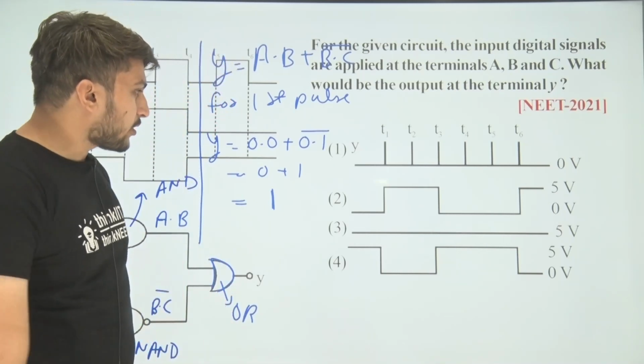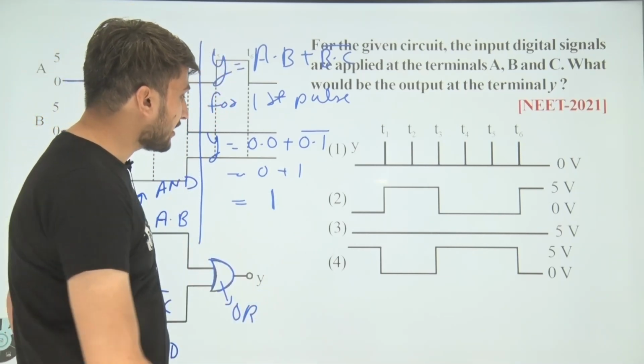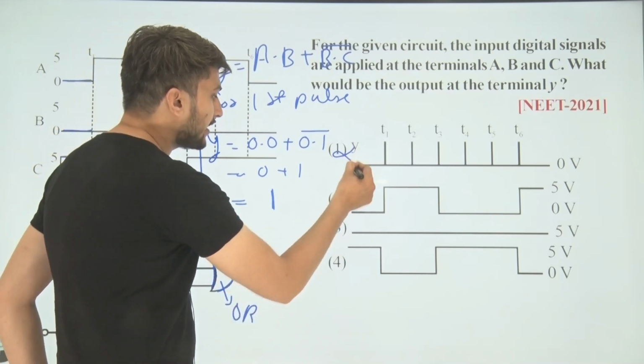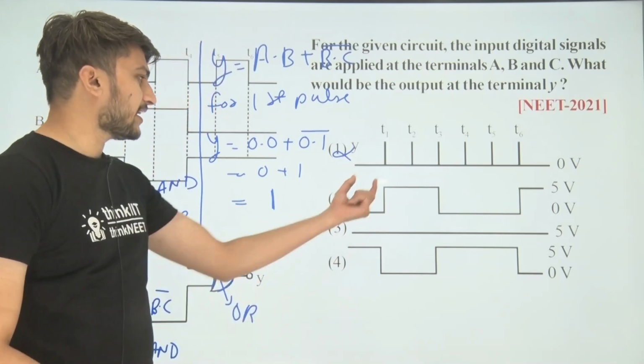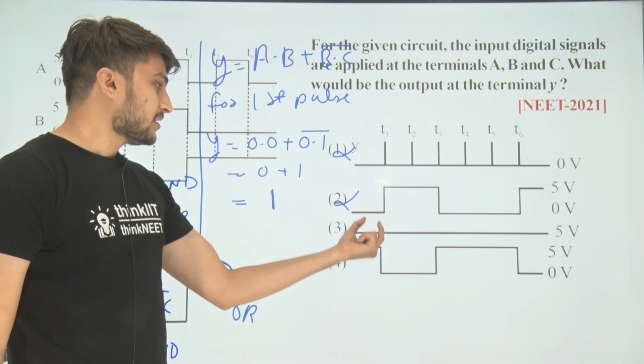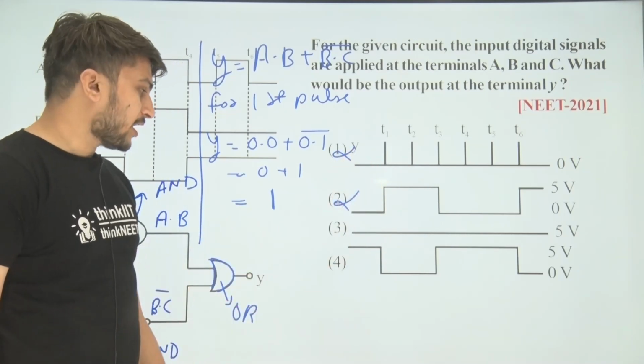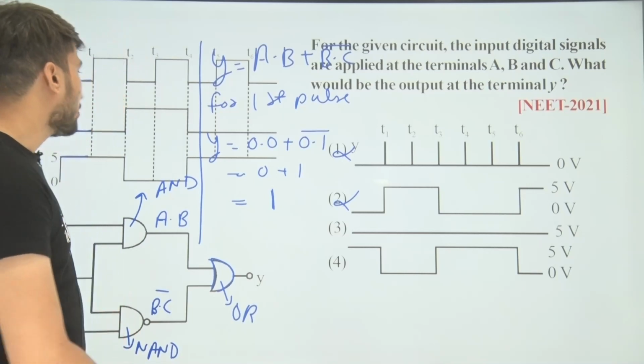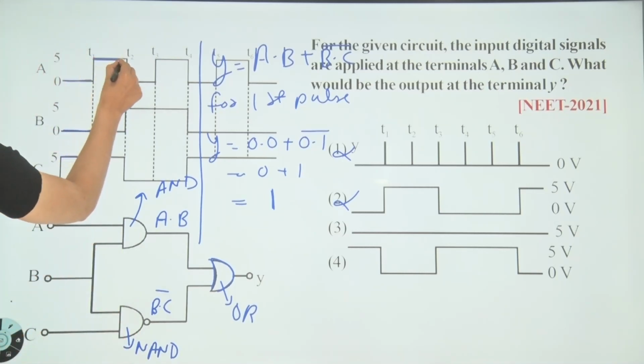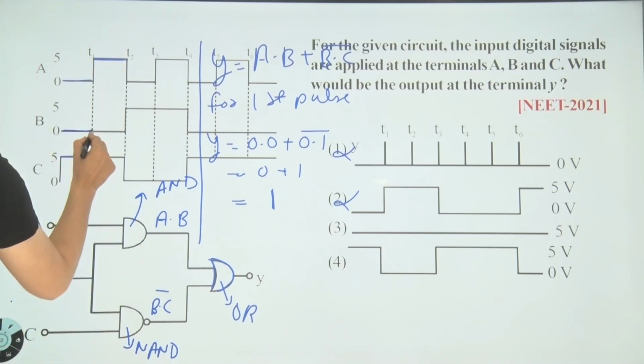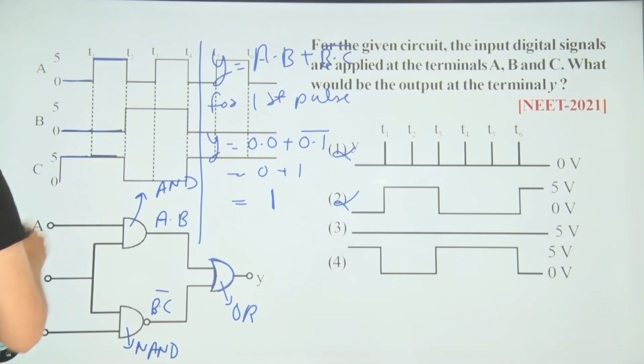Now if I am talking about the options, here we can clearly see that options 1 and 2 are wrong because they have 0 and 0. That means these options will be wrong. Now we check the third and fourth options, so for that we check the second pulse. The second pulse will be A is 1, B is 0 and C is 1.